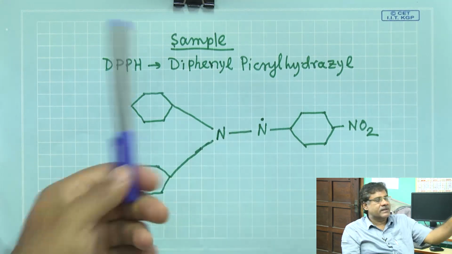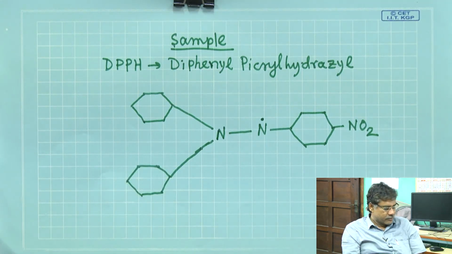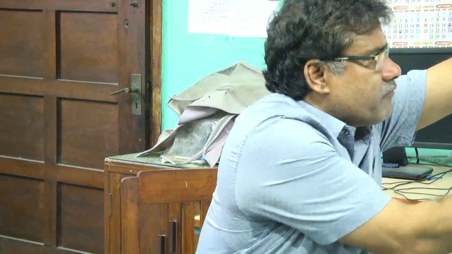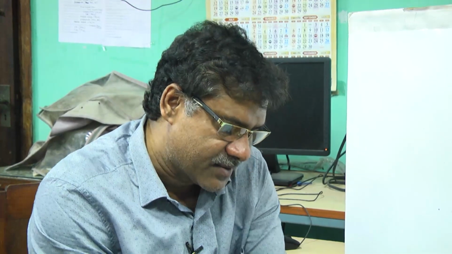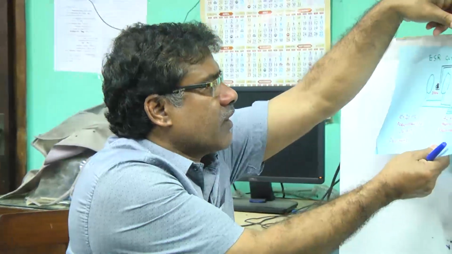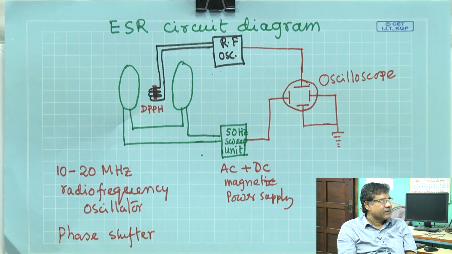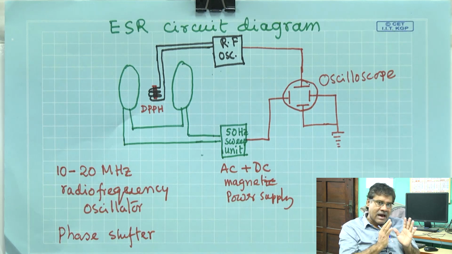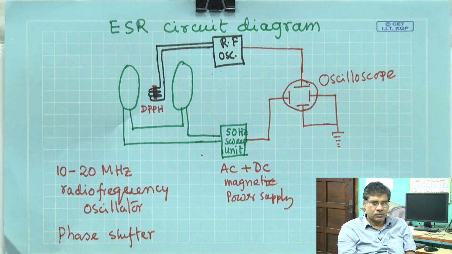So, we will do an experiment on this sample and we will measure the g value. Whatever theoretical discussion I have done, from there, that type of experimental setup we have to install.